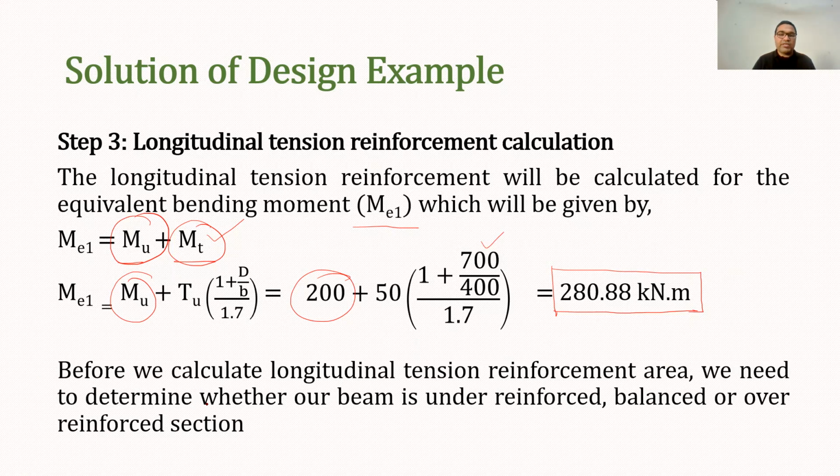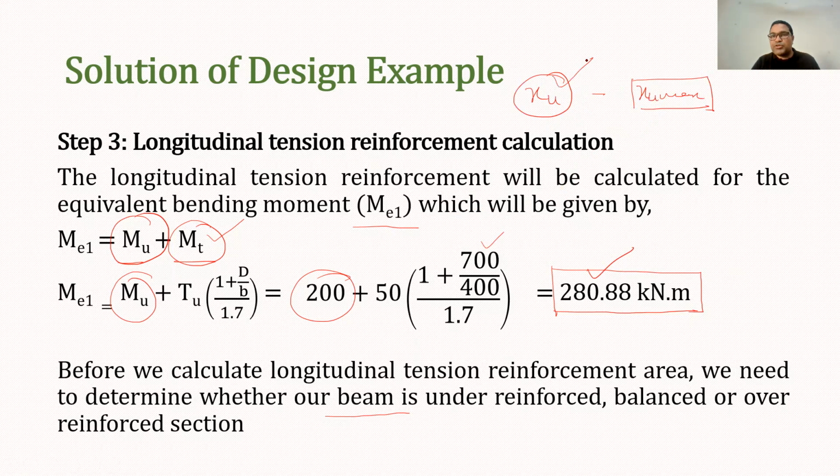So that is what I have written here. Before we calculate longitudinal tension reinforcement for this moment, we need to determine whether our beam is under reinforced, balanced or over reinforced section. Now, how do we find that out? Generally, by comparing the depth of neutral axis. There are basically two depths. One is the actual depth, which we represent as xu, and the other one is the maximum permissible depth of neutral axis, which we represent as xu max. This is the maximum limit of depth of neutral axis, and xu is the actual depth of neutral axis. By comparing these, we determine whether our section is under, over or balanced.